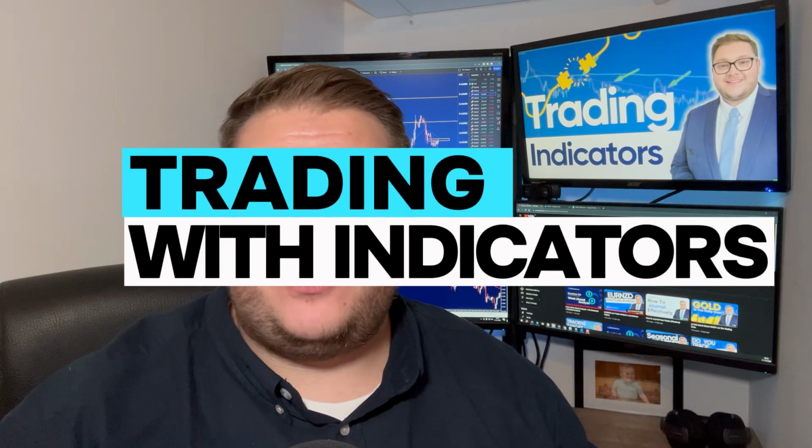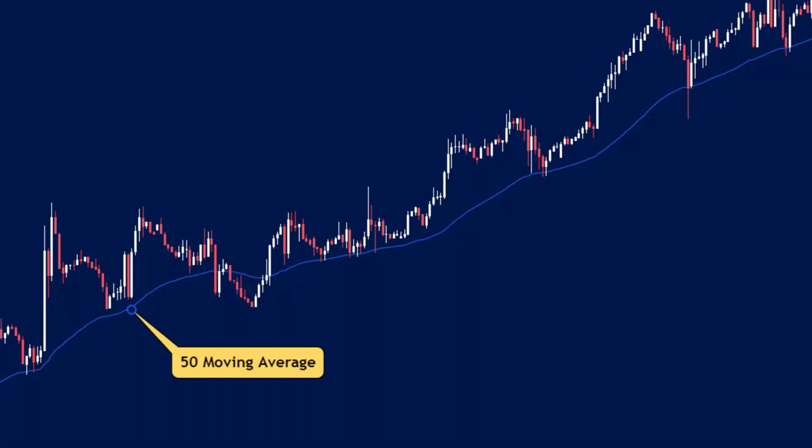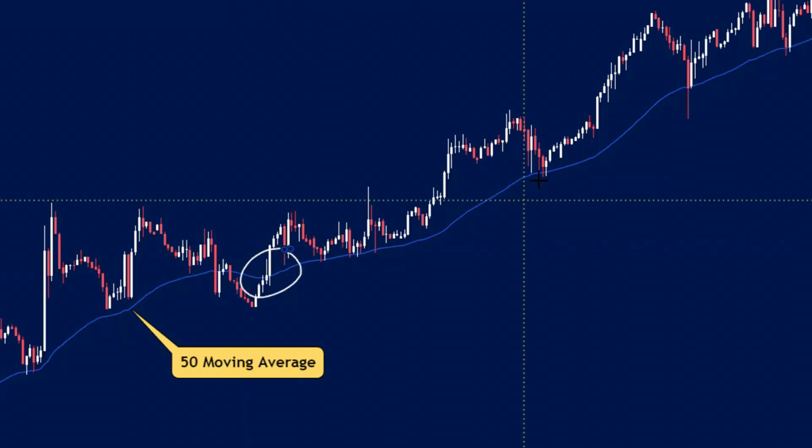The key to trading with indicators. Traders use indicators to help determine opportunities in the markets, but which one do I use in my trading? The 50 moving average, specifically on the H1 time frame. I found this average to be really helpful in entering and exiting and even monitoring positions in the market.